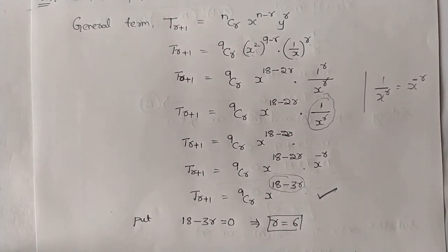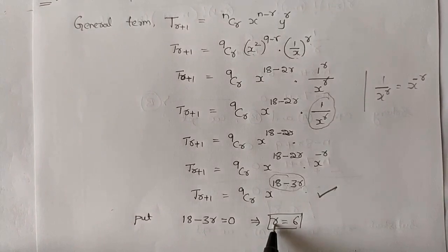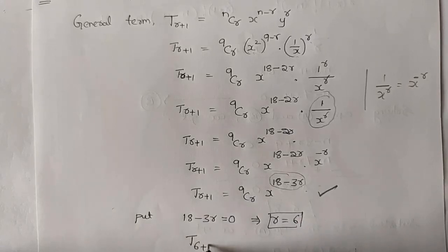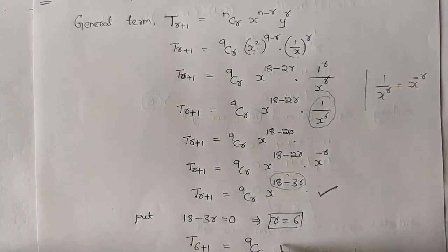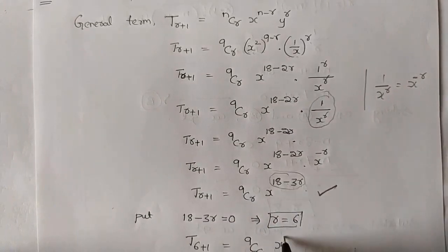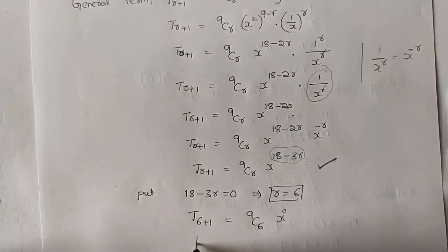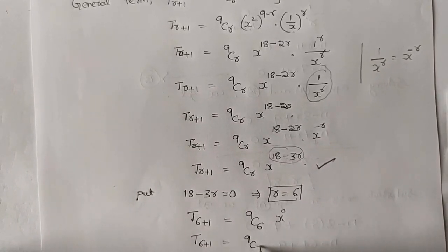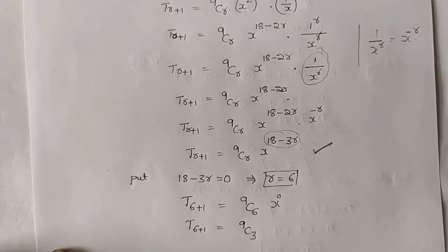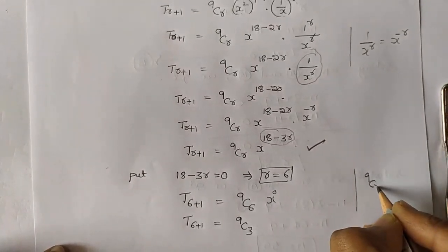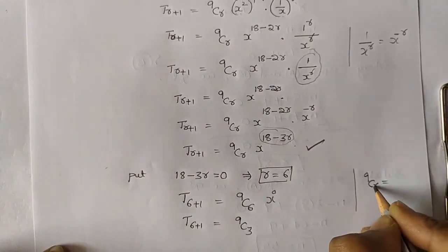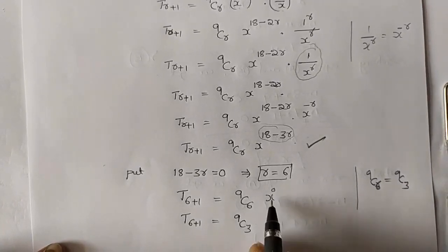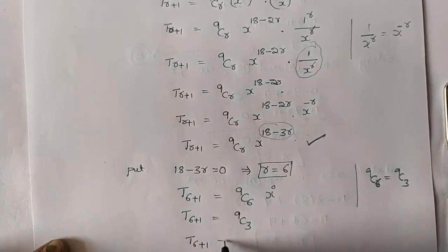Next, we have to substitute this r value in the general term. Let us substitute this r value in this general term. T 6 plus 1 equals 9C6 x power 18 minus 3r, which is 0. That's it. So T 6 plus 1, I mean the seventh term, is 9C6. 9C6 can also be written as 9C3 by using the nCr formula. x power 0 is 1 only. So T 6 plus 1 equals 9C3.